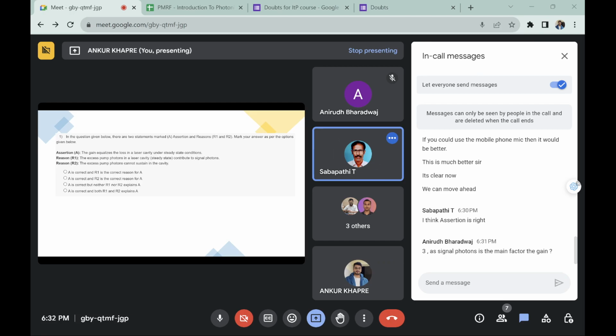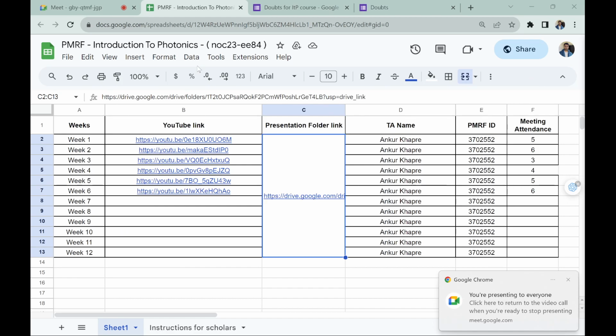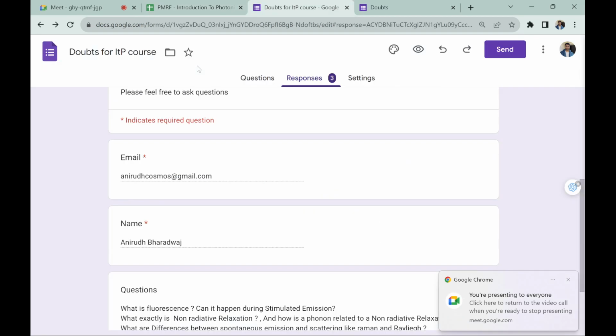Anirudh is telling 3. It is not correct because what is happening here is that this excess photon will contribute to the cavity gain. Whatever the loss it will make, it will gain again. So that is quite a simple and easy question also.